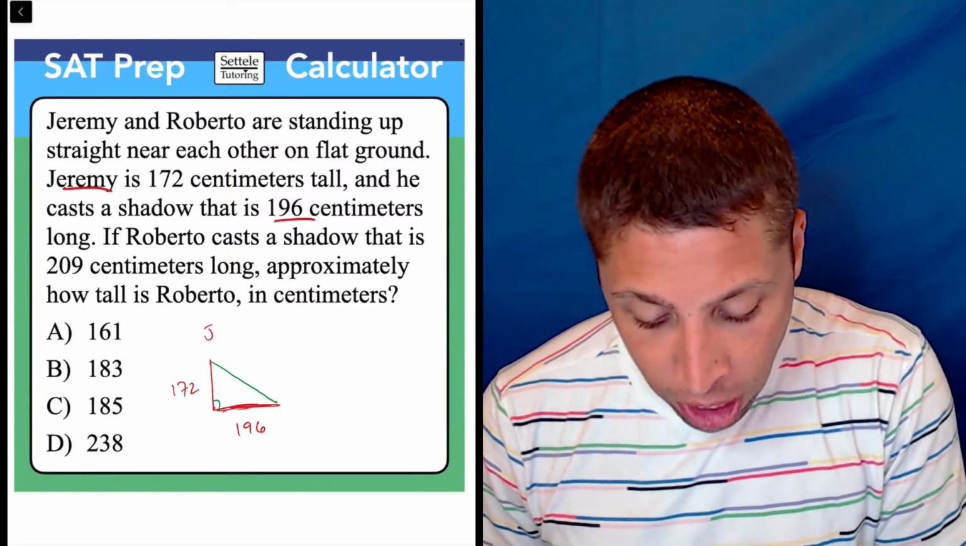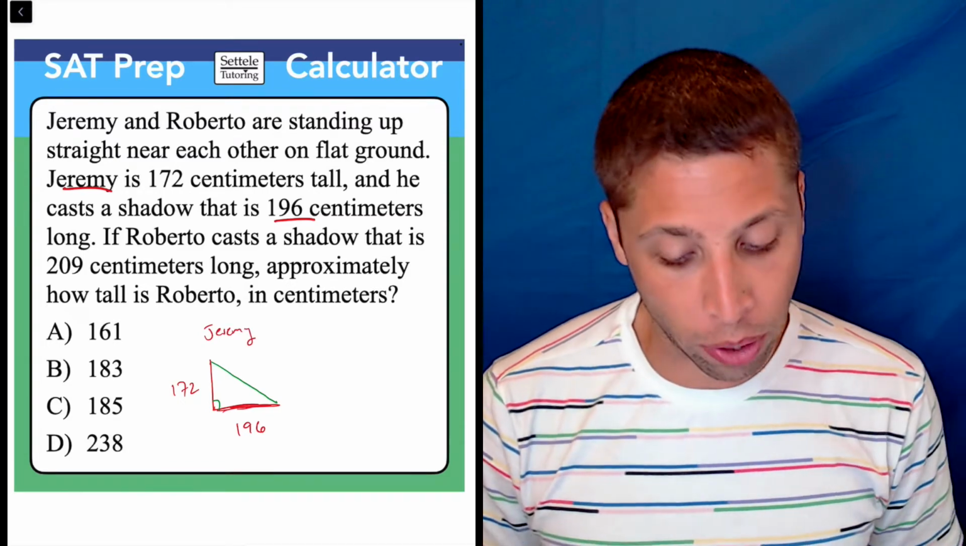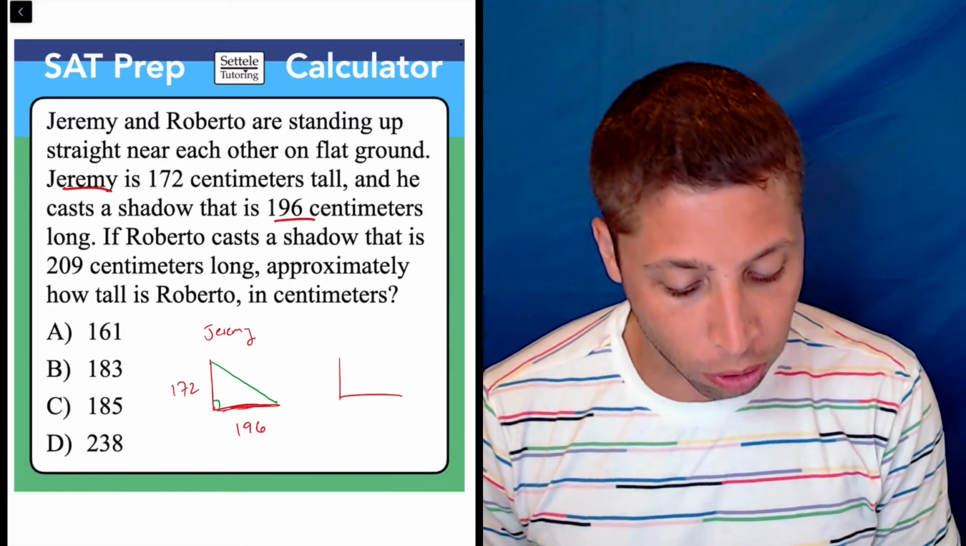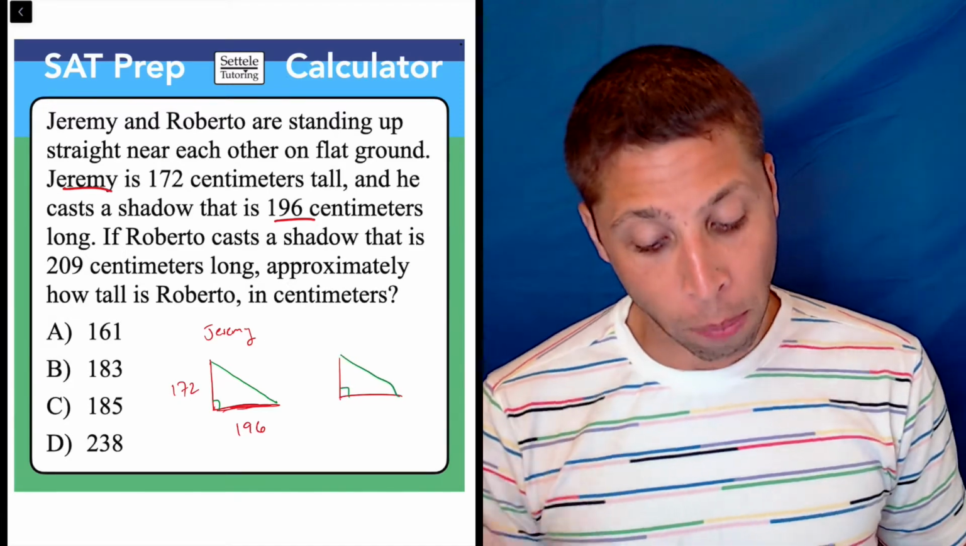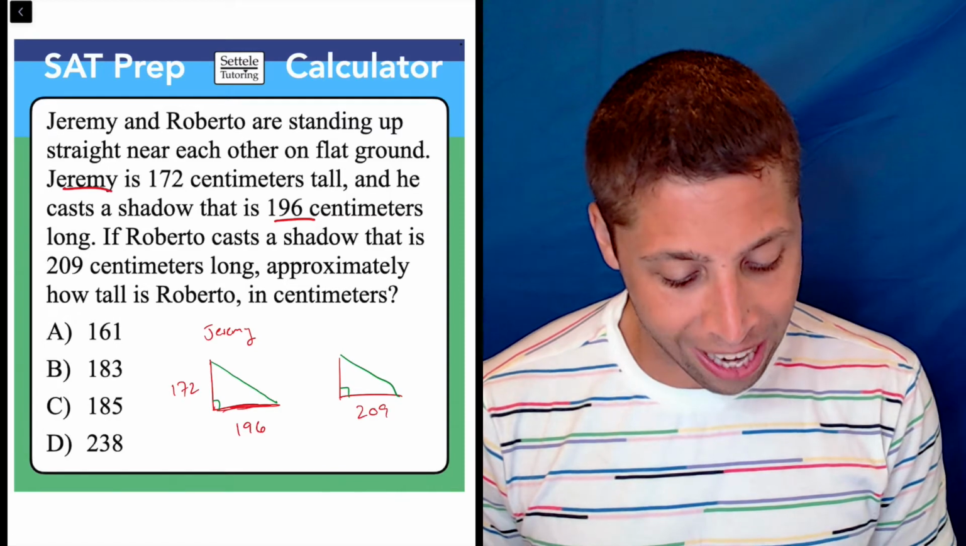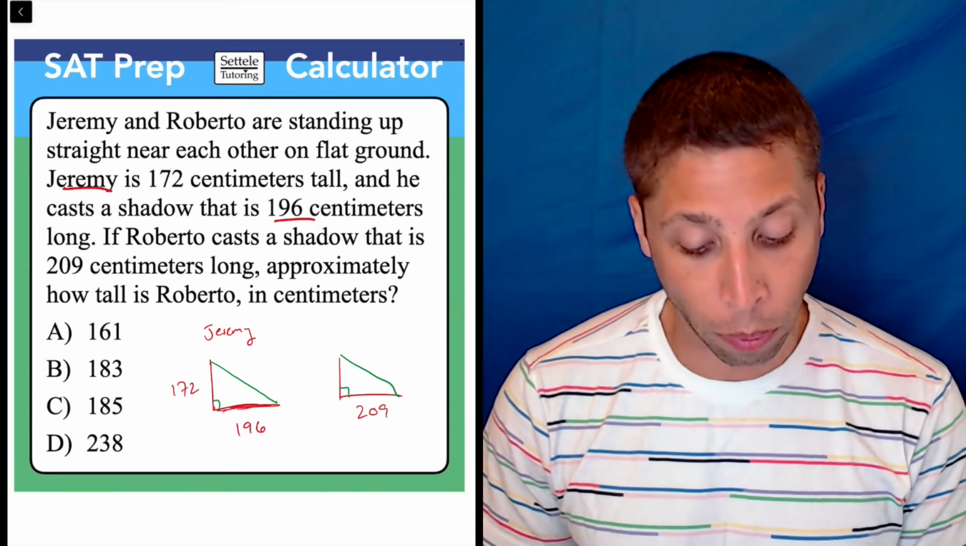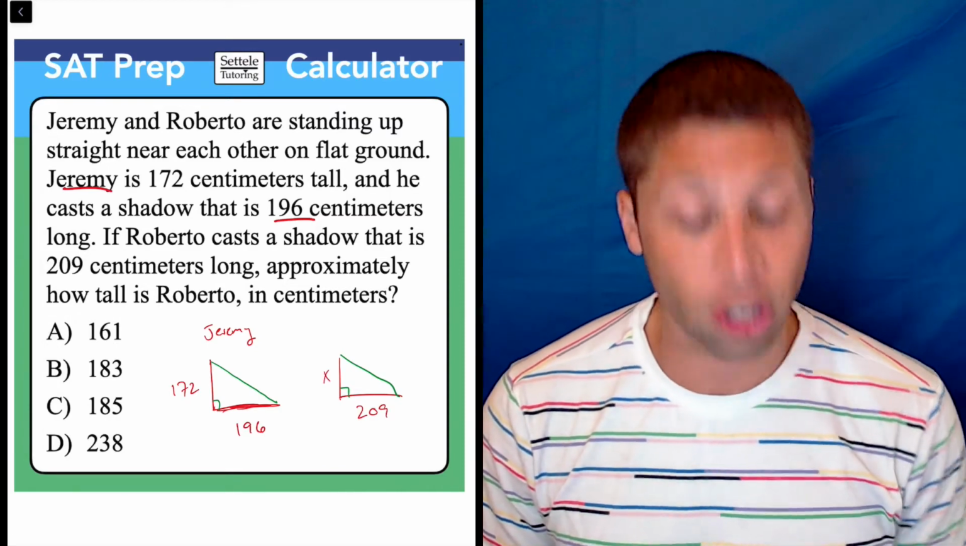So if this is Jeremy, then we need to think about what's going on with Roberto. So he's also going to create this kind of triangle that we care about. And all we know about Roberto is that he's got a 209 centimeter long shadow. So what we're really trying to find is his height. Let me just call that X.